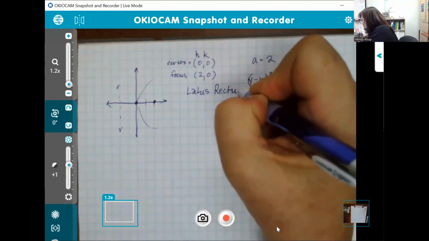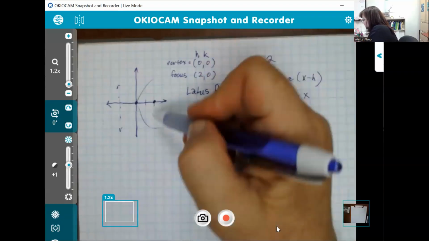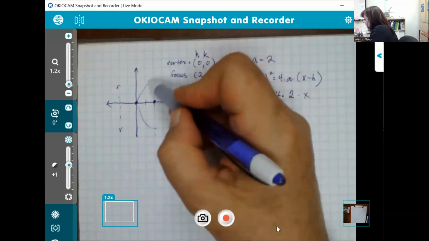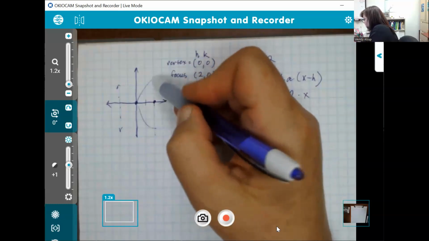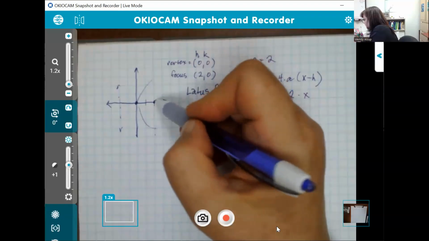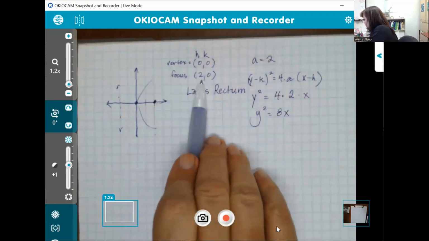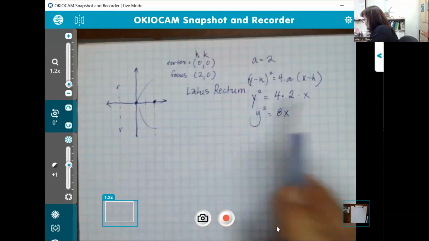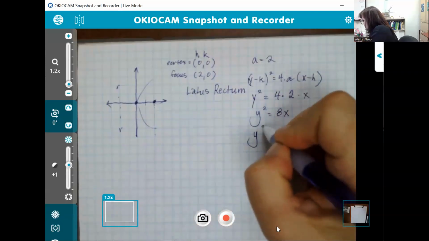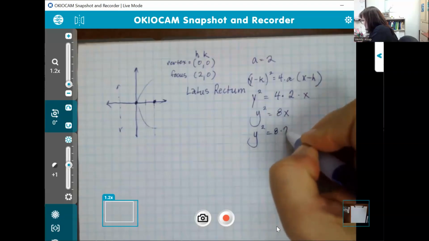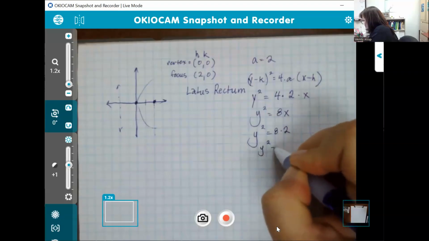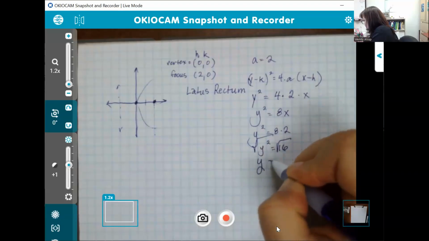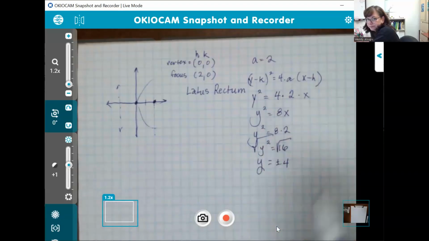Rectum just meaning opening. And the opening is defined by finding the 2 points on the parabola that are in line with the foci. So our focus had an x value of 2. So let's plug that in for x. And we get y squared equals 8 times 2. So y squared equals 16. Take the square root of both sides. y equals plus or minus 4.